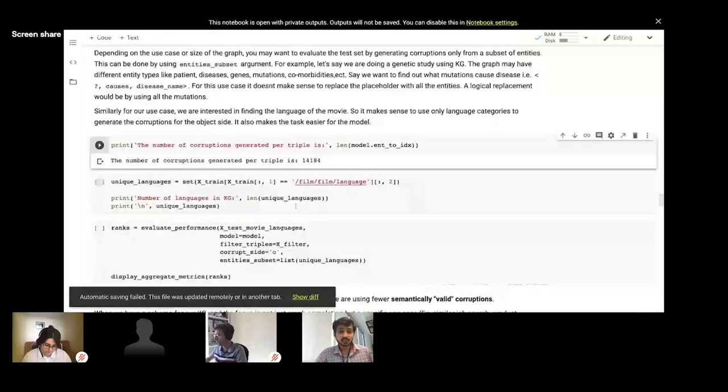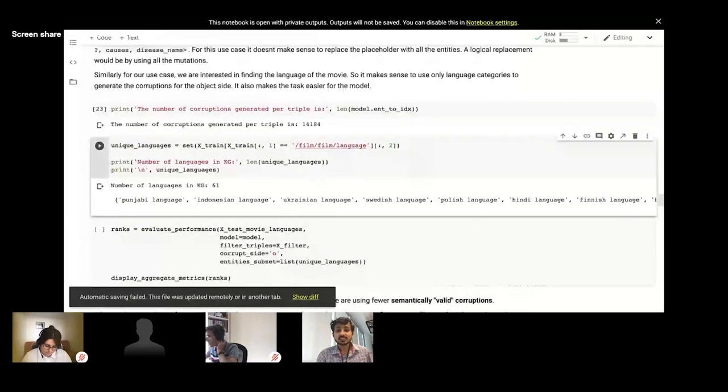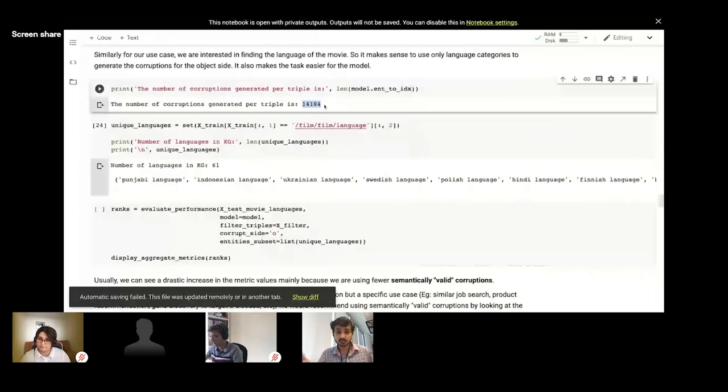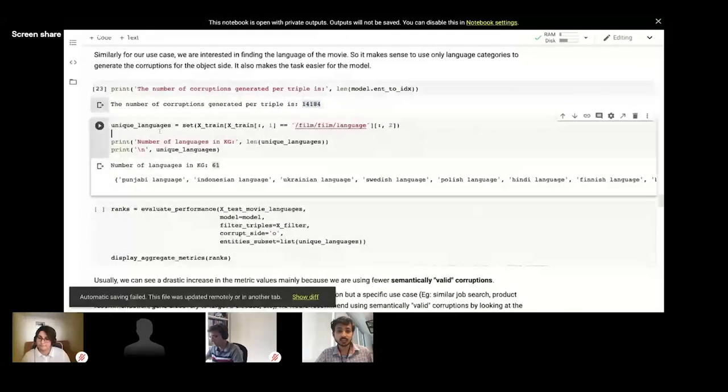But now, if you look at the task that we are doing, we only need to evaluate against the languages that are present in our data set, because the task is to find out the language of the film, right? So you are now making the task a little bit easier for the model by giving only the languages. So instead of 14,000 corruptions per triple, we now compute corruptions only with 61 entities. So when I run this cell, I get unique languages in our training set.